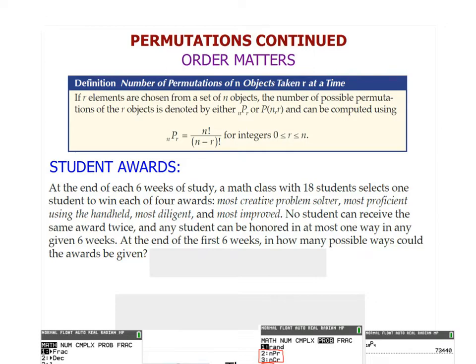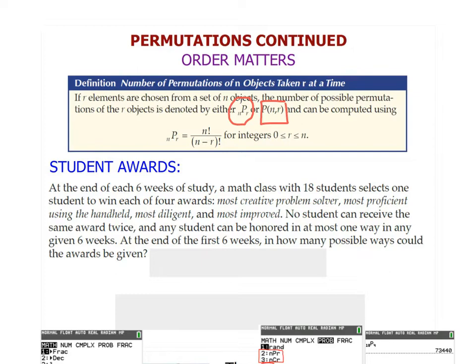This is just the definition when you're looking at the number of permutations of n objects taken r at a time. So if r elements are chosen from a set of n objects, the number of possible permutations of the r objects is denoted by either this symbol right here, nPr. You can also look at it this way. Sometimes you'll see that as well in textbooks where they put the P, then n, r. And it can be computed using this formula right here.